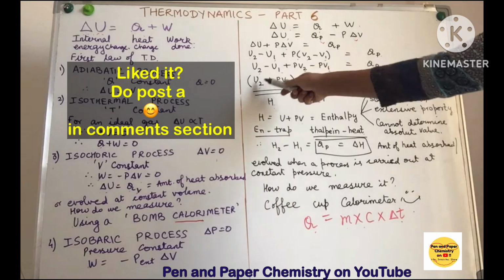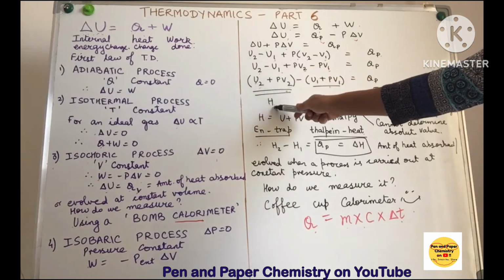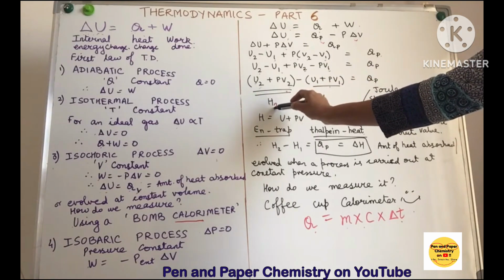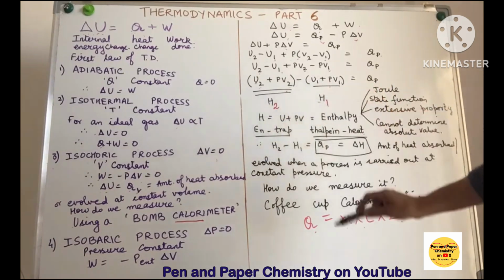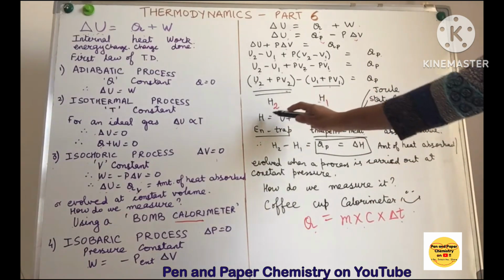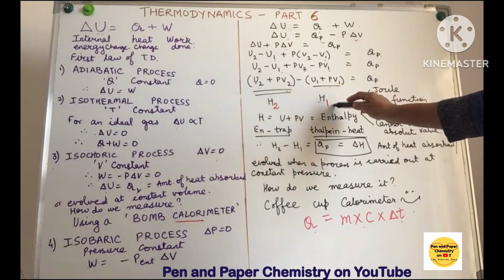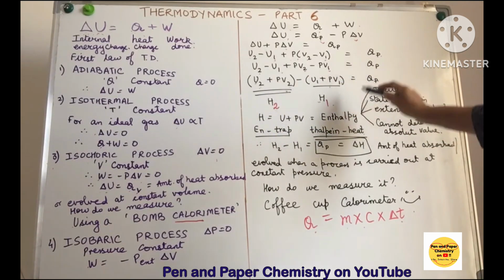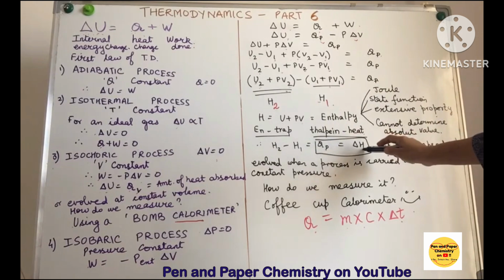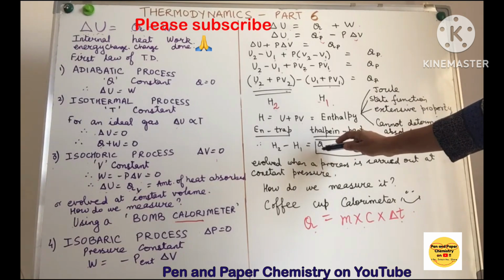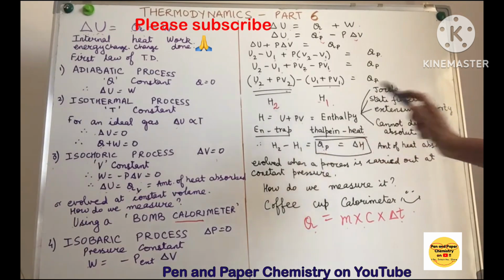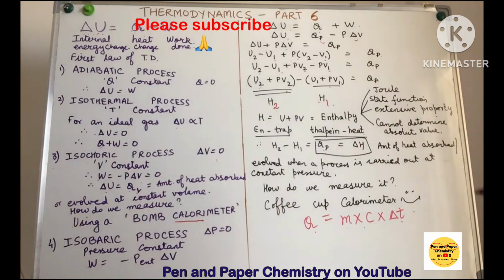So, U2 plus PV2 is represented by H, and we will put the subscript 2 over here. U1 plus PV1 gives me H1. So we have H2 minus H1 gives us Q_P. That is, Q_P is delta H. So what is delta H? It is the amount of heat absorbed or evolved when a process is carried out at constant pressure.